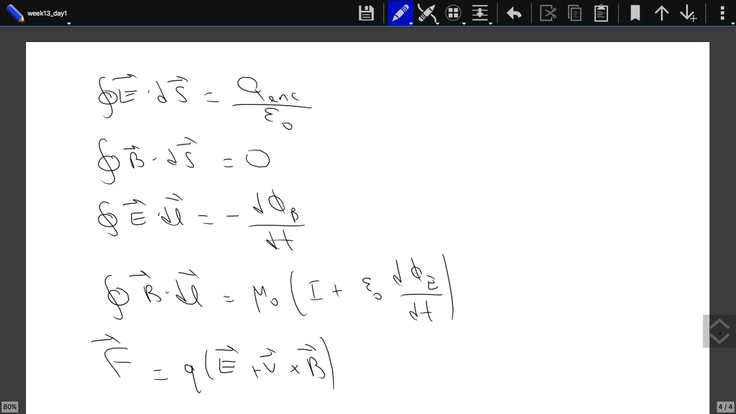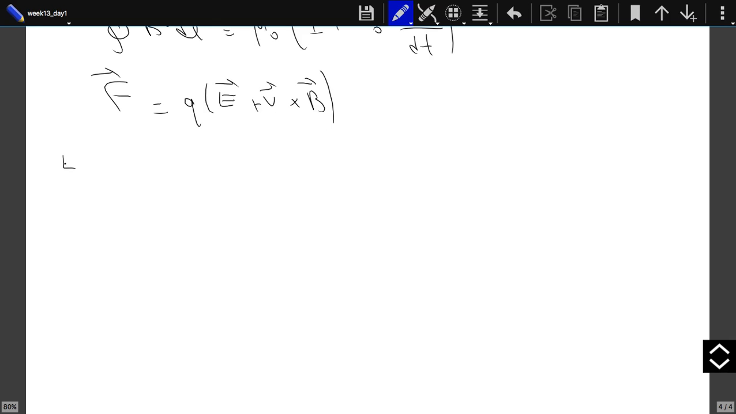Okay, so these are our equations. The electric charges exist, point charges exist. Magnetic point charges do not exist. Changing magnetic field creates an electric field. Currents create a magnetic field, but also changing electric field creates a current. Now we have a new source of the magnetic field. A changing electric field will create a magnetic field.